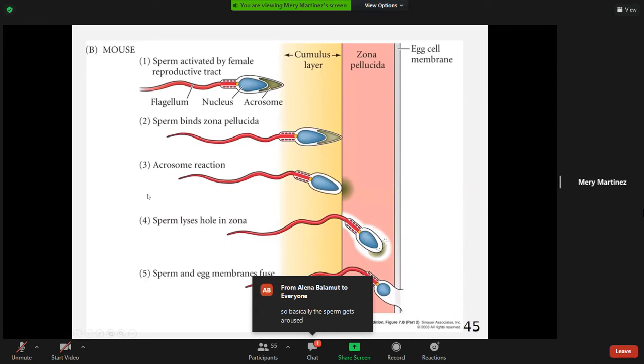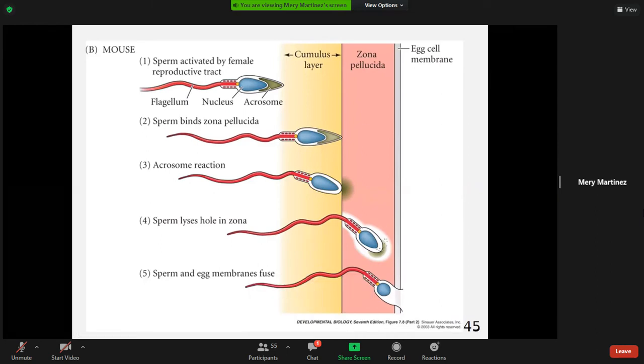Okay, so this is very similar to what we saw with the sea urchin. This is in the mouse. So we have the sperm with the acrosome vesicle on top, we have the nucleus, we have the midpiece with the mitochondria, and we have the flagellum. Now, in sea urchin, we have the jelly layer, right? It was right here. And then we have the cell membrane. And then we have the egg membrane. In humans, in mammals, we have the cumulus layer, which is very thick, as we see here. And then we have the zona pellucida before we get to that egg membrane.